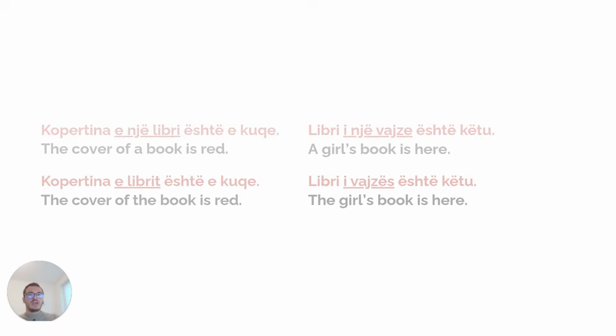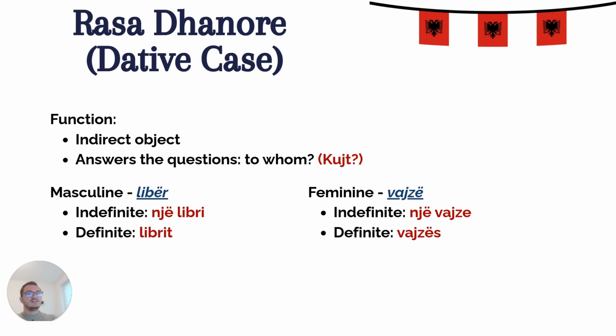Moving on, we have the dative case, rasa dhanore. The function of the noun in the dative case is to show an indirect object, and it answers the question to whom, kujt? Again, our masculine noun liber, in the indefinite would be një libri, and in the definite, librit.